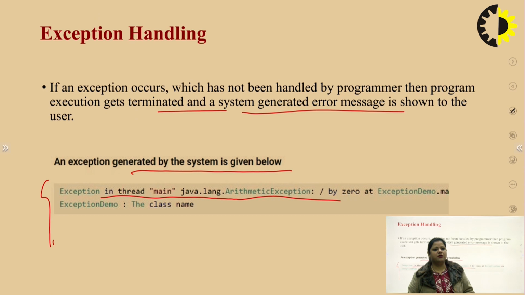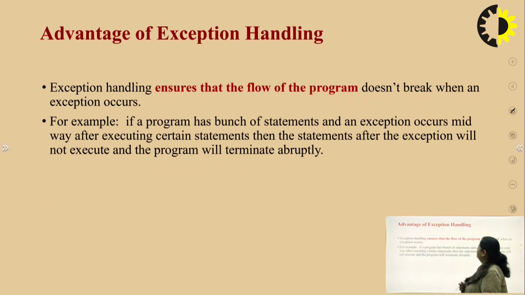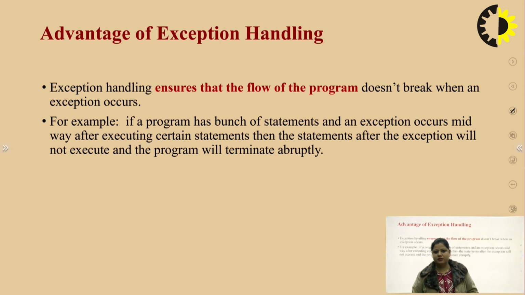What are the types of exceptions? There are so many methods. First of all, I'm going to discuss the types of exceptions. Basically, there are two types of exceptions: checked exceptions and unchecked exceptions. So what are checked exceptions? They are also called compile time exceptions.